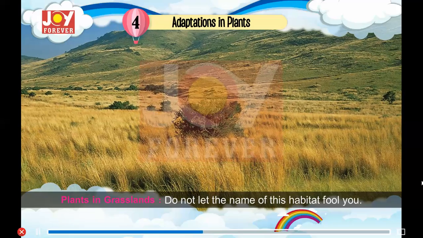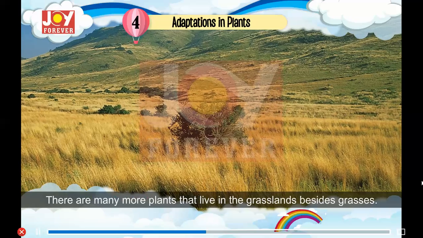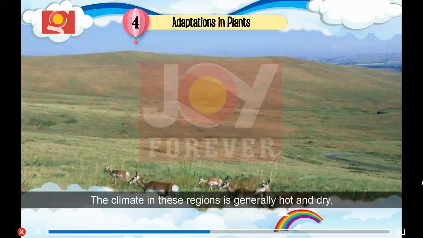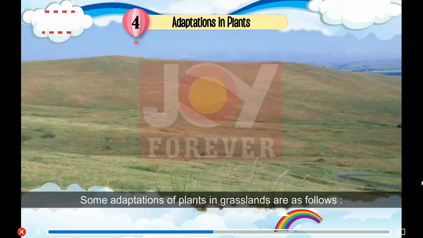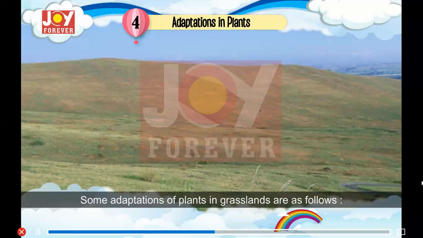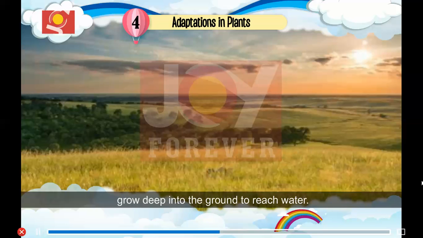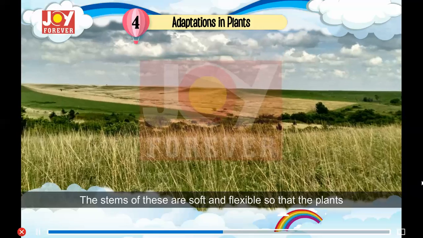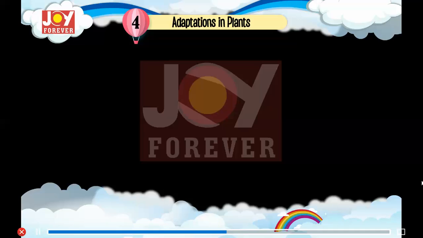Plants in grasslands. Do not let the name of this habitat fool you. There are many more plants that live in the grasslands besides grasses. The climate in these regions is generally hot and dry. Some adaptations of plants in grasslands are as follows. 1. The roots of the plants in grasslands grow deep into the ground to reach water. 2. The stems of these are soft and flexible so that the plants do not break when strong winds blow.